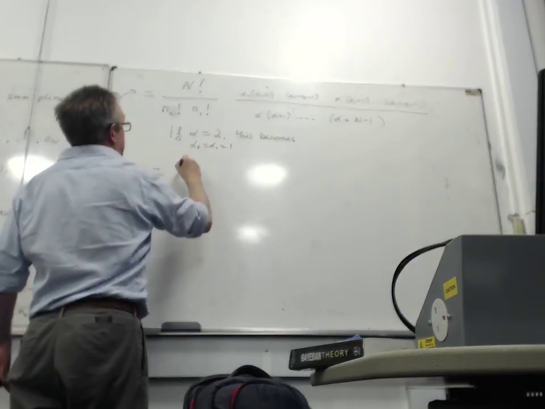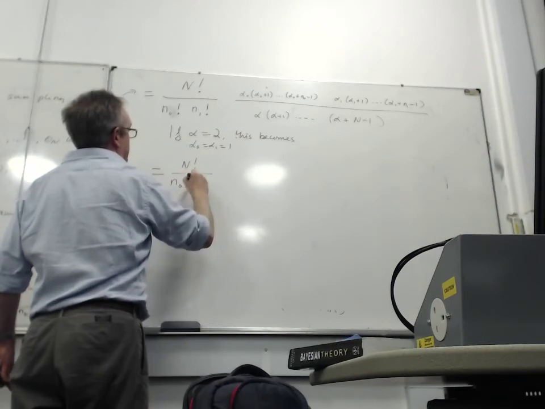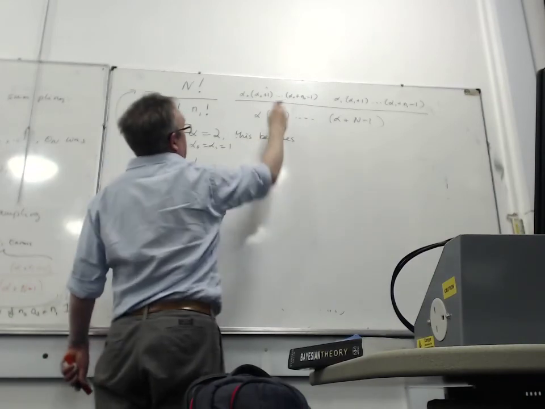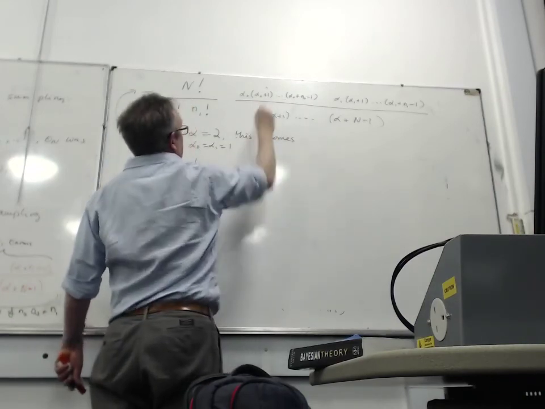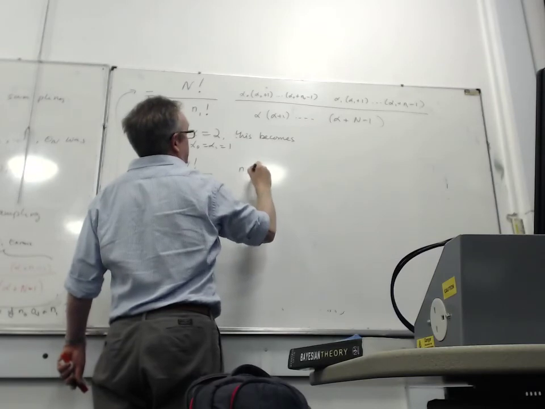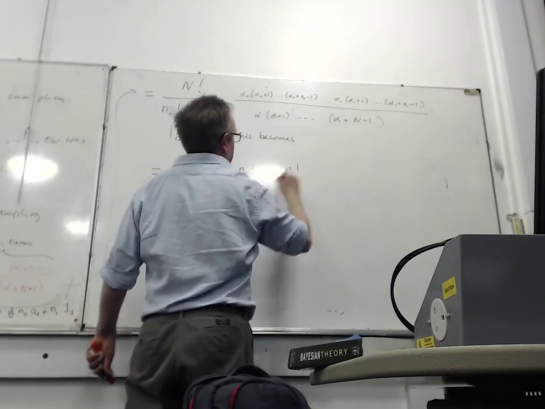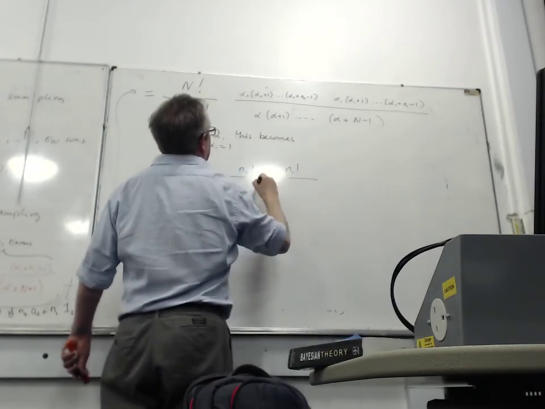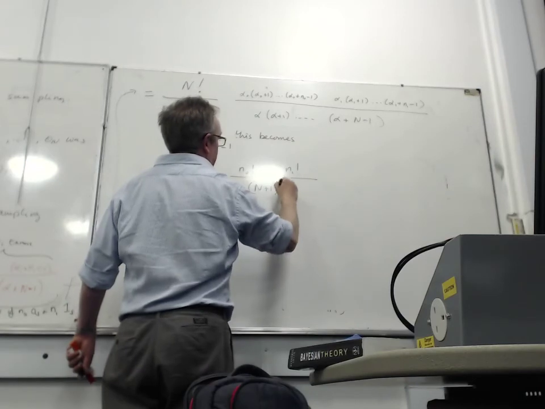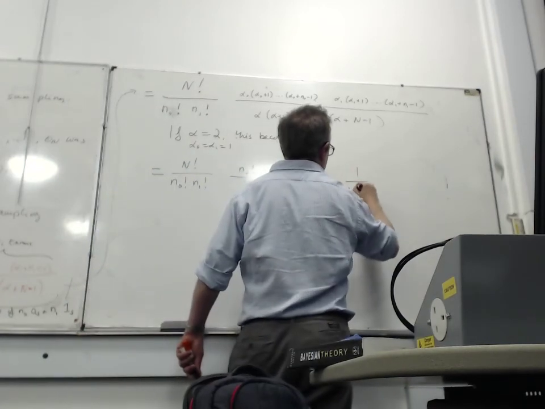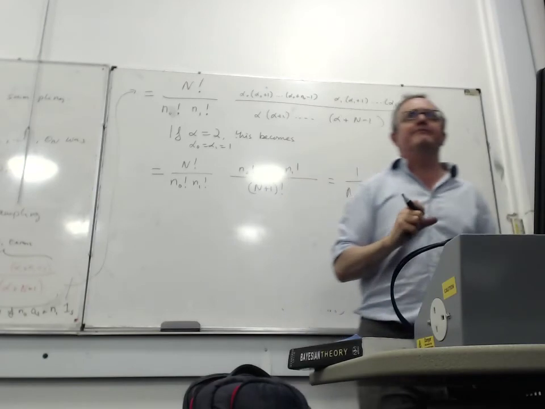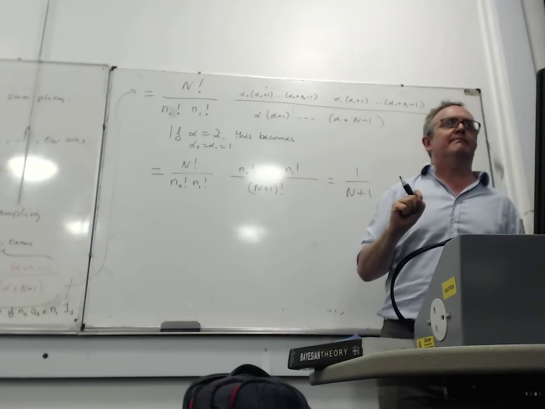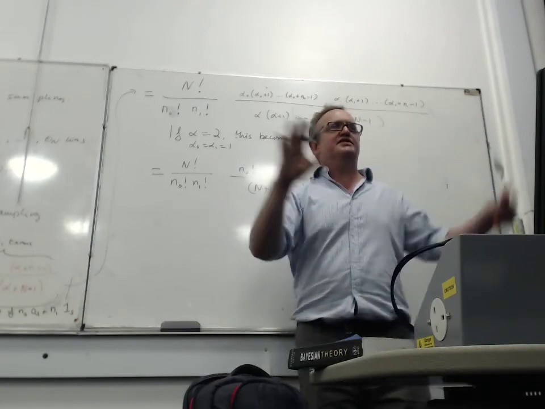It becomes n factorial over n naught factorial and 1 factorial times alpha 0 is 1. That's just 1 here. This is just 1 plus that, so that's just n naught factorial. That's just n1 factorial. And this becomes 2 plus n plus 1 factorial, equals 1 over n plus 1. What does this mean? This is a key case.